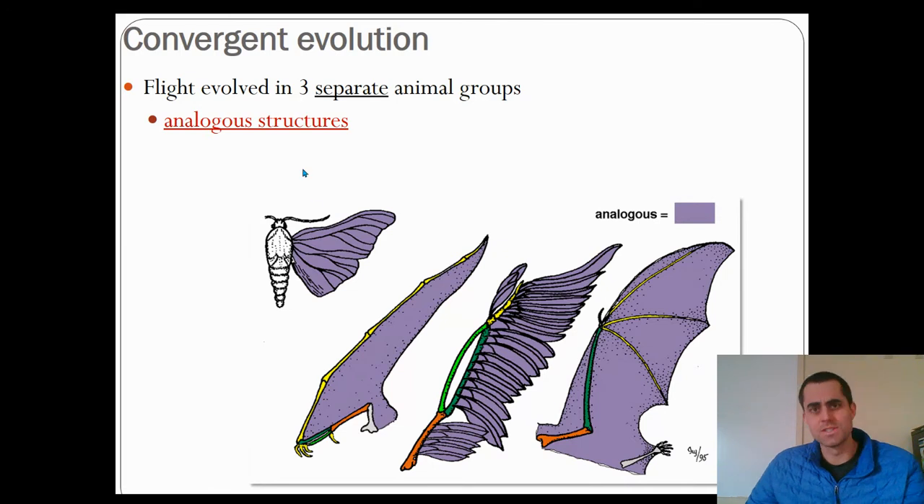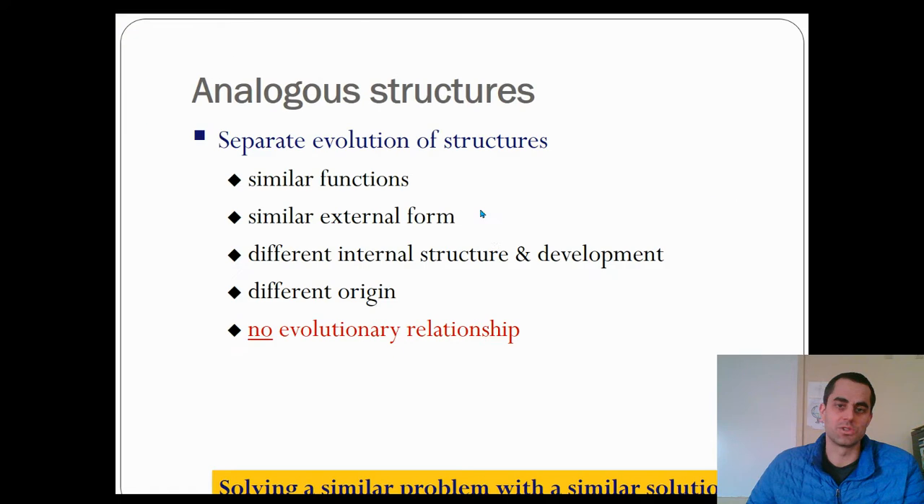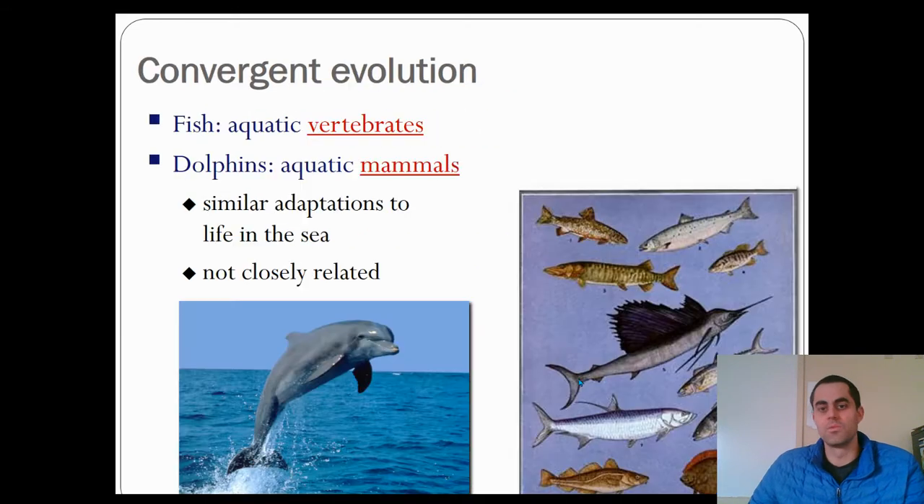And so this actually shows analogous means they do the same thing, but they don't show a relationship. So all of these structures help them fly, but they don't show a common ancestor. So similar function, similar form, but a different internal structure shows that there's no evolutionary relationship. And really what it comes down to is that because of natural selection, because of these selection pressures, the same form develops.